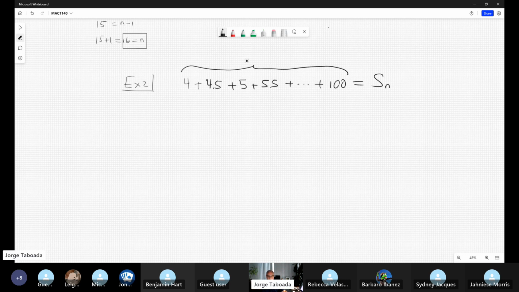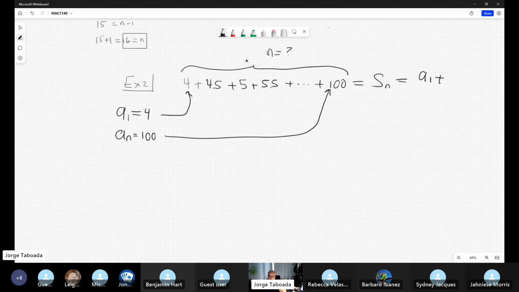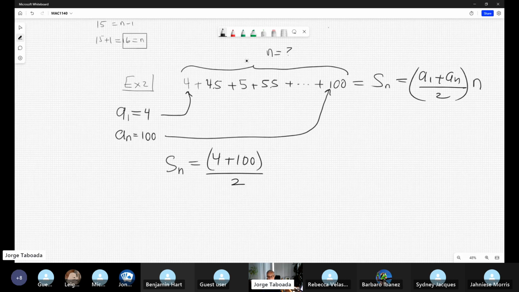So remember, N, we don't know. But we know the first one, A1, which is 4, and the last one, AM, is 100. The formula says A1 plus AM divided by 2, multiplied by M. So far we have 4 plus 100 divided by 2, and you need to determine M. And I use that formula again, similar to the previous example.